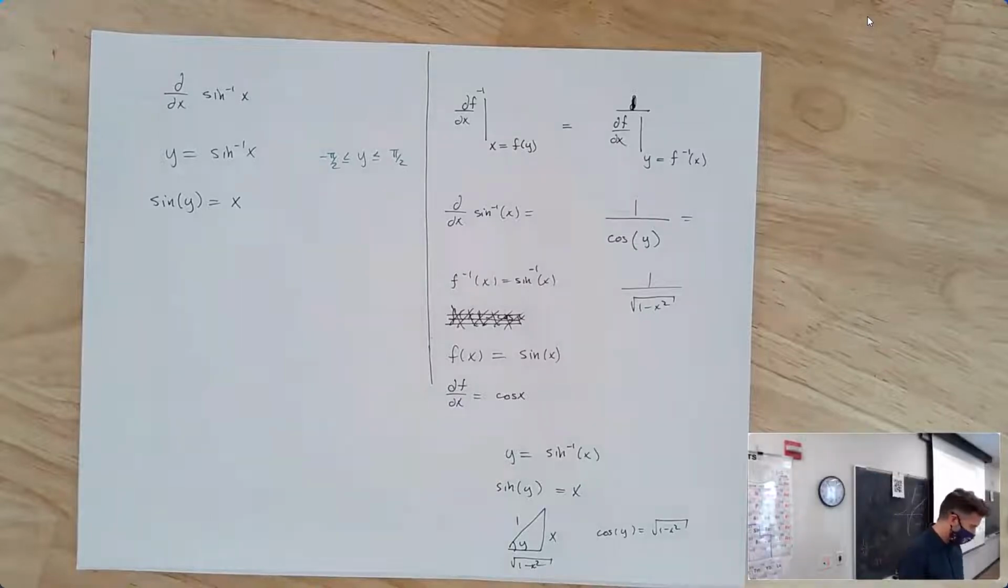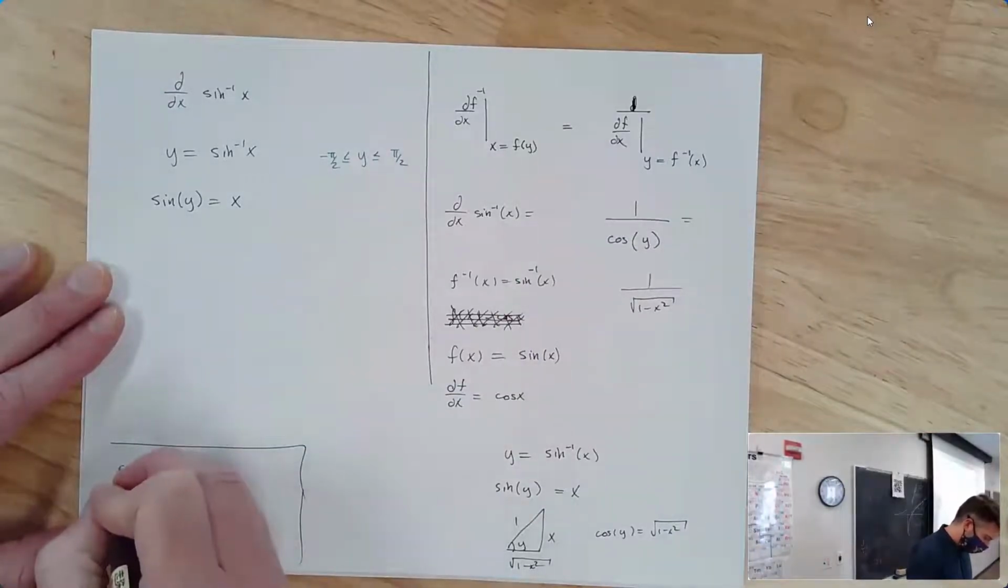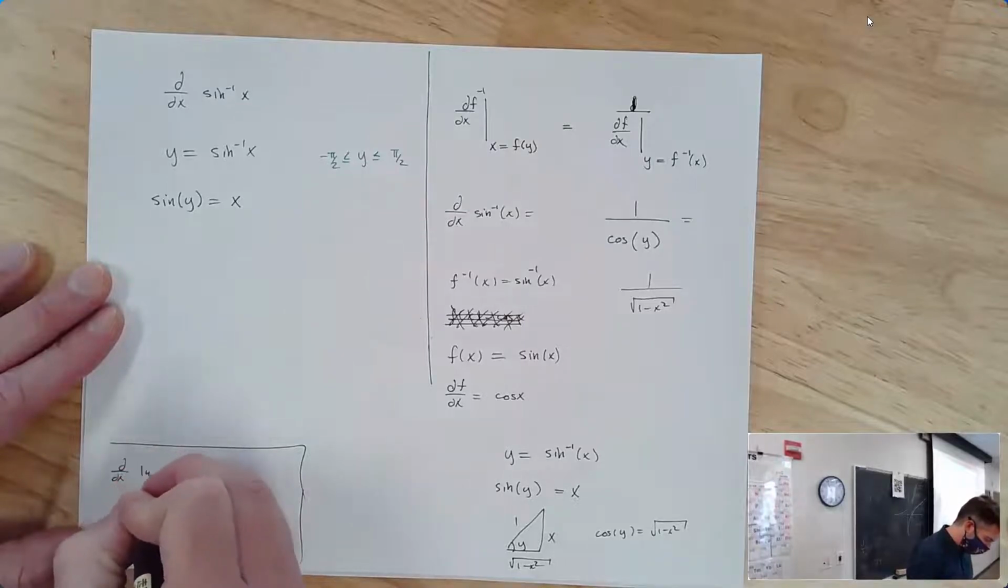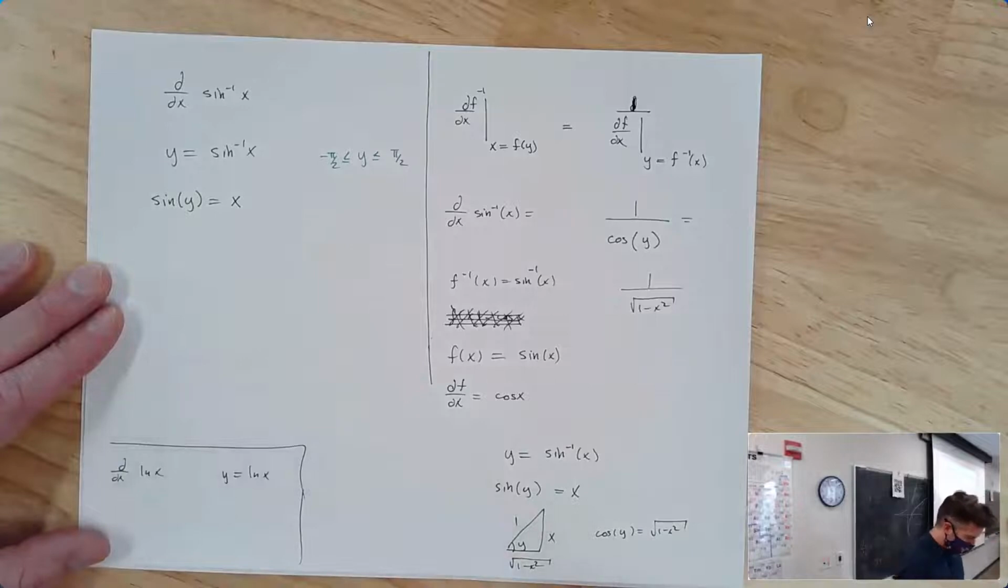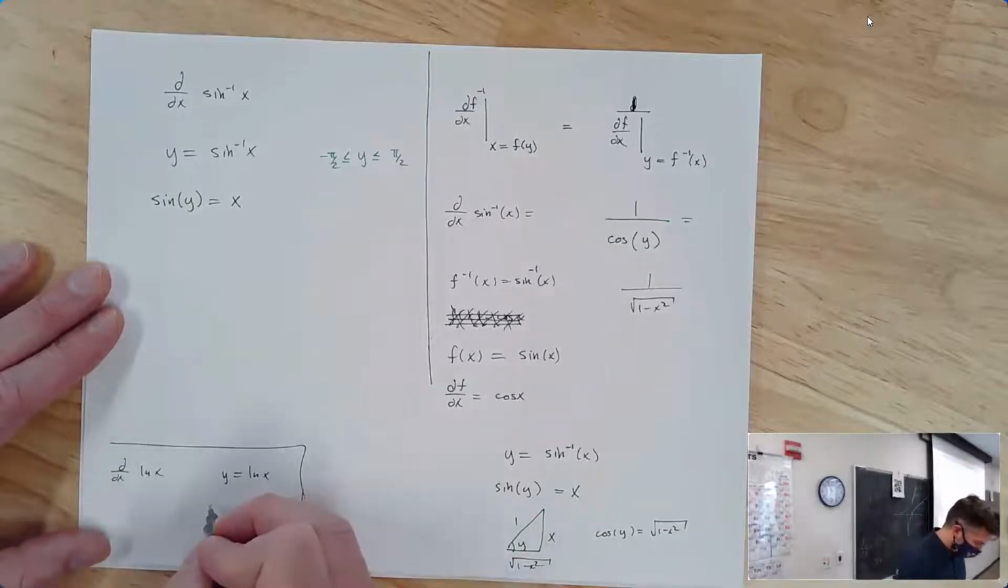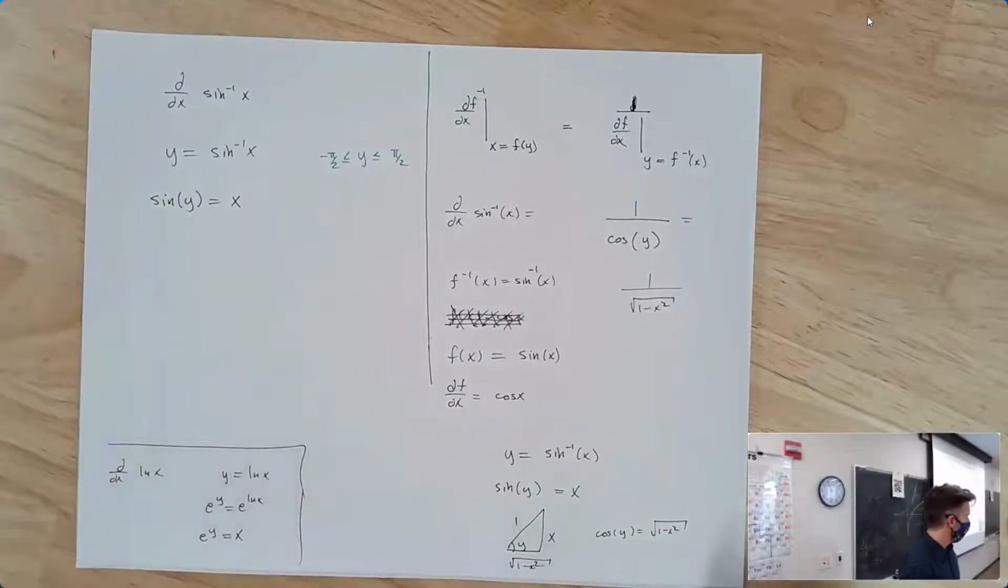Sine of y equals sine of inverse sine of x, which is just x. This is also the way you might have found the derivative of the natural log of x, right? You might have written it as y equals natural log of x, and then e to the y equals e to the natural log of x, or e to the y equals x, and then taken the derivative of that using implicit differentiation.